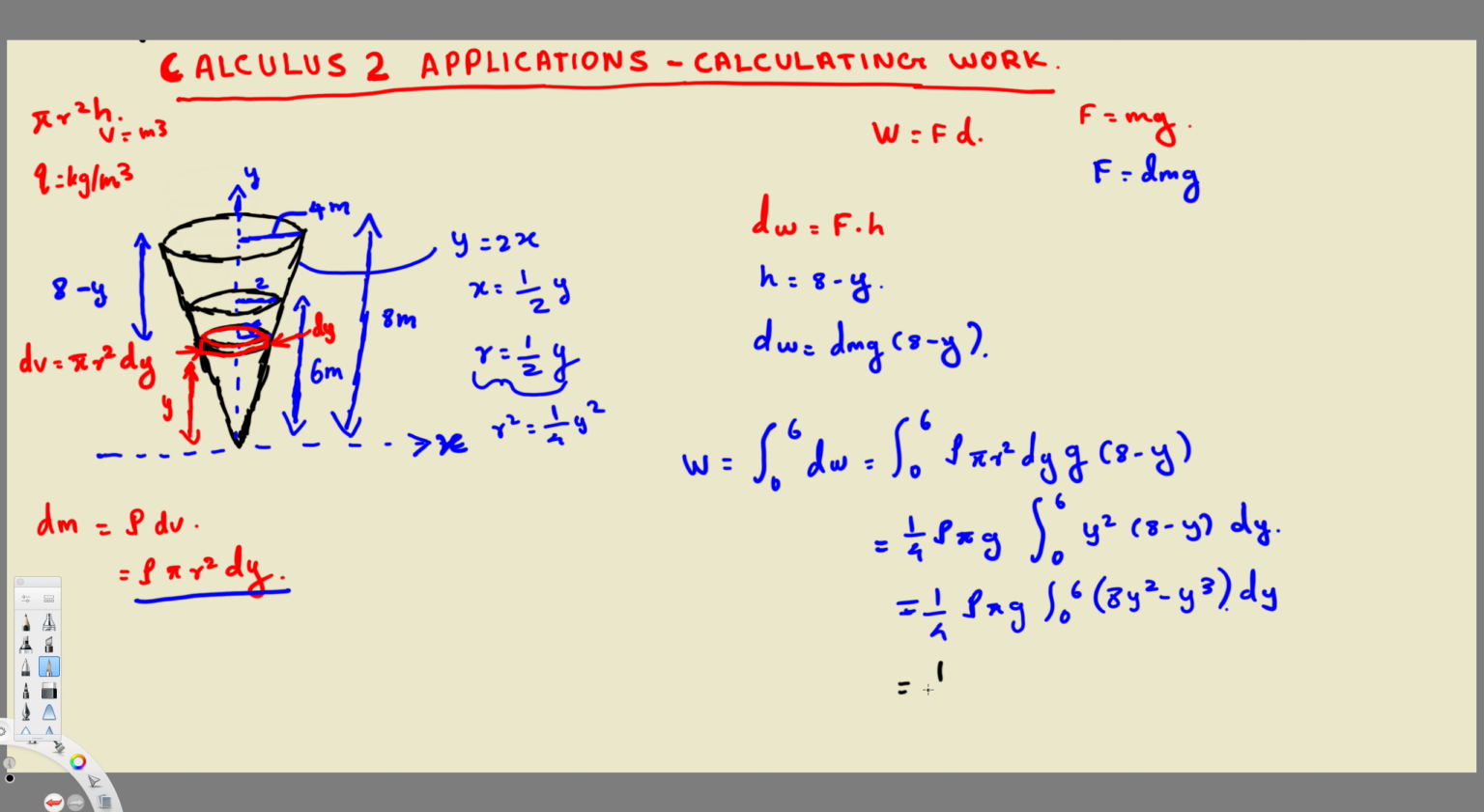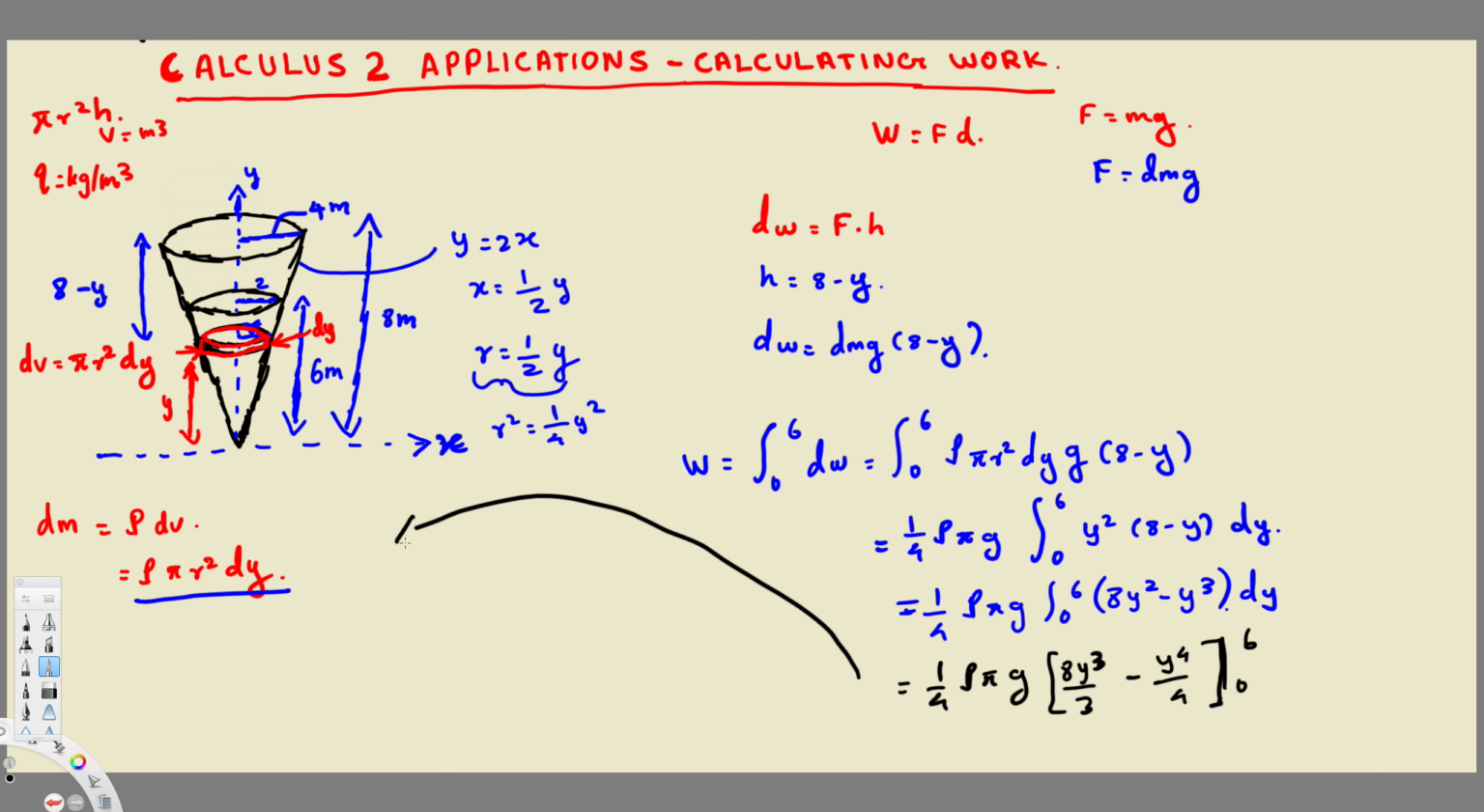Now this is easy to integrate, so let's do the integration. This is going to be 1 over 4 rho pi g times 8y cubed divided by 3, minus y to the power 4 divided by 4, going from 0 to 6. Let's plug in the values and see what we get.